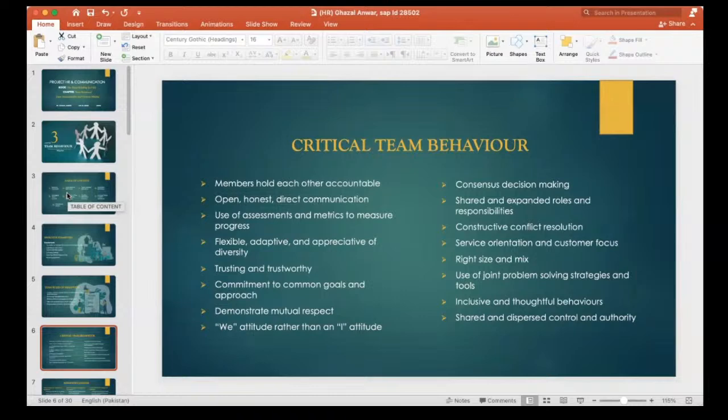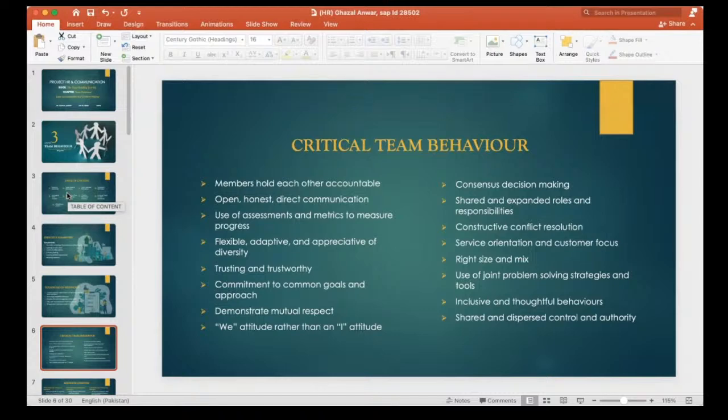Consensus decision making, shared and expanded roles and responsibilities. You should share roles and responsibility in a team. It's not like the team leader is doing all the things and the team is resting. Constructive conflict resolution. If you are working as a team, sometimes there will be conflicts. So every person should practice constructive conflict resolution.